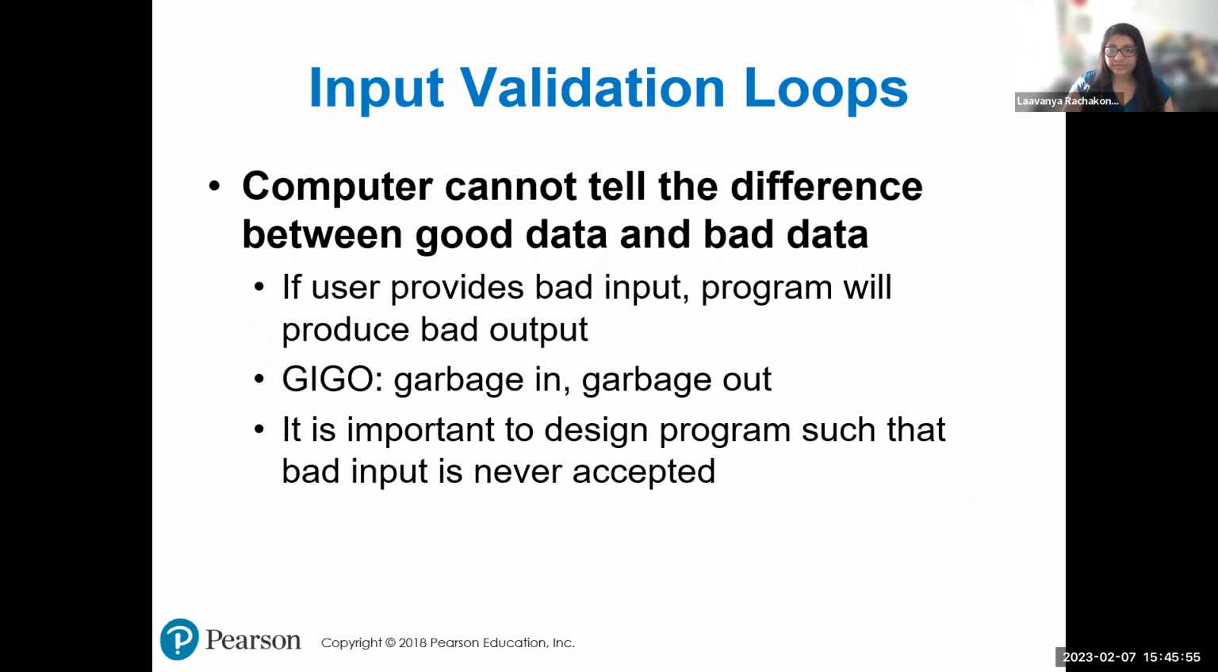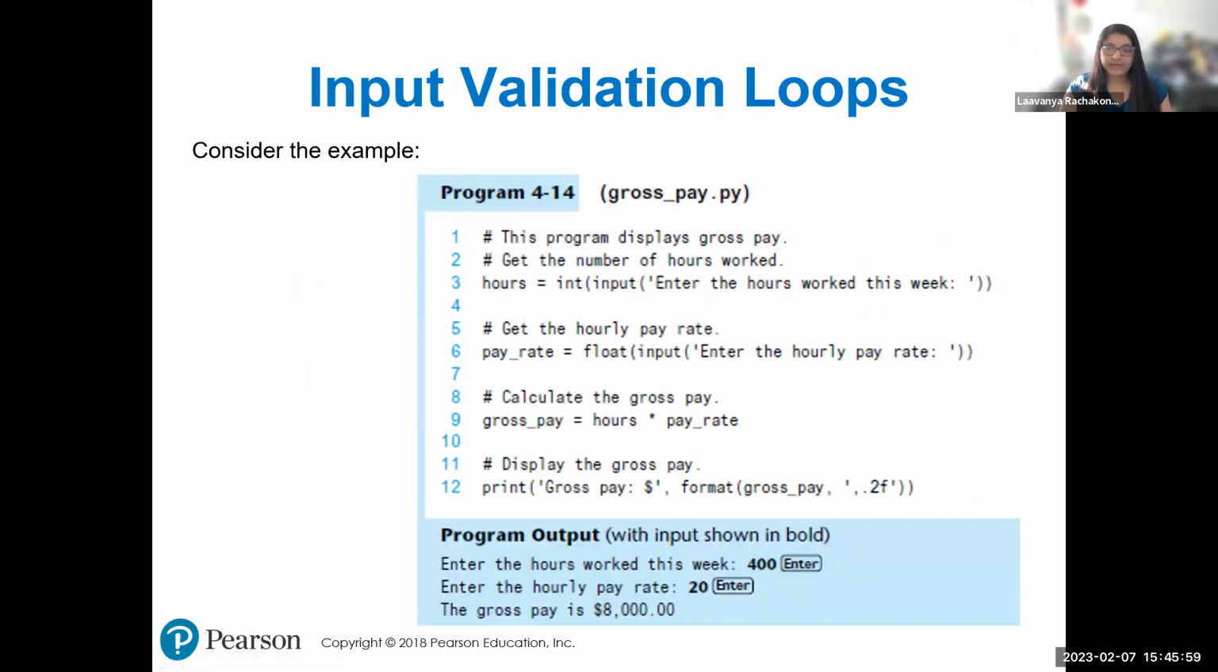So let's see the example here. You have the same code: hours is equal to int input, enter the number of hours this week, pay rate, gross pay, print. The user has entered 400 and an hourly pay rate of 20. So instead of getting 800, the user is now getting $8,000 for that week. This is an example where an input validation loop is needed.